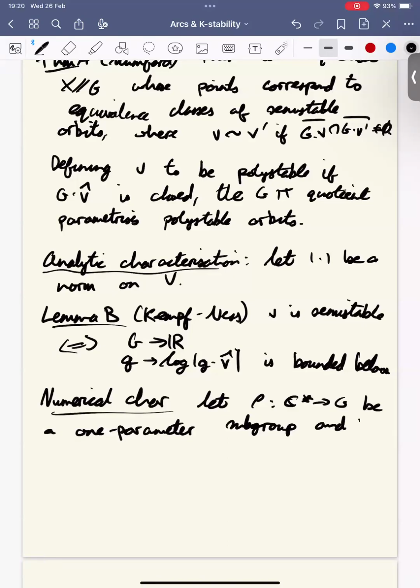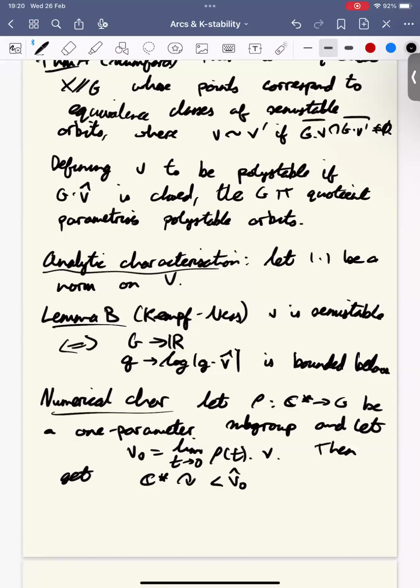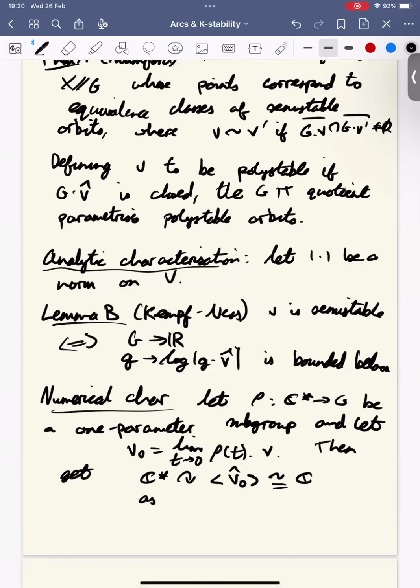So we'll let V0 be the limit as t tends to 0 of rho of t dot V. Then, in particular, V0 is a fixed point of the C star action. So if I think of a point on the line in the vector space V lying above V0, then I have a C star action on that line. So we get a C star action on the line inside V, which I'll write as the span of some V0 hat, which is a one-dimensional complex vector space. In particular, the C star action has to be of the form Z goes to t to the gamma Z for some gamma an integer.